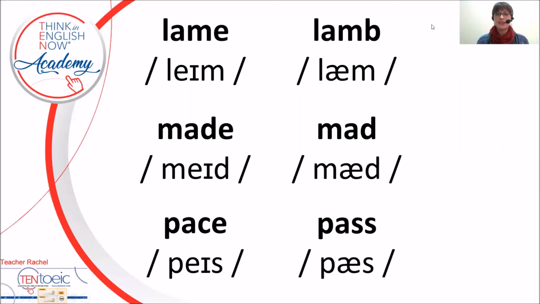All right, next page. Lame. That's the opposite of cool. That's one definition. So cool means that everyone likes it. But lame, not so much. So if you tell a joke that's not funny, it is a lame joke. It wasn't good. Lamb. This is a baby sheep. A little baby sheep. A lamb.